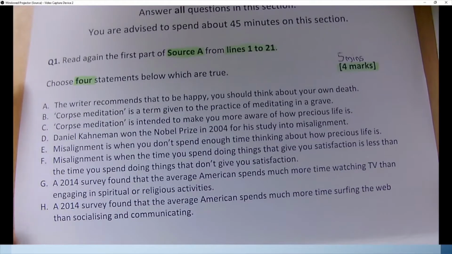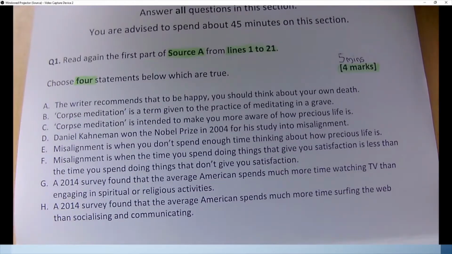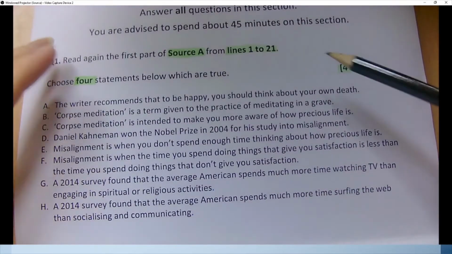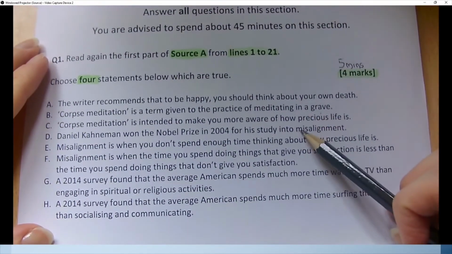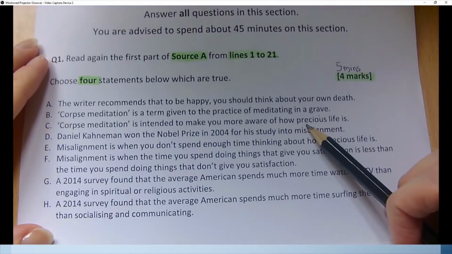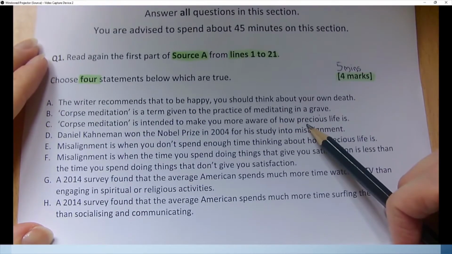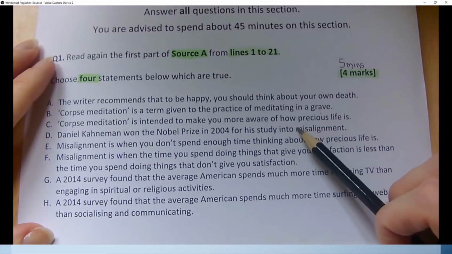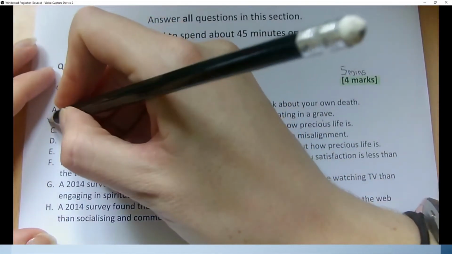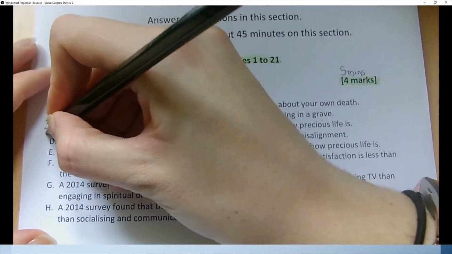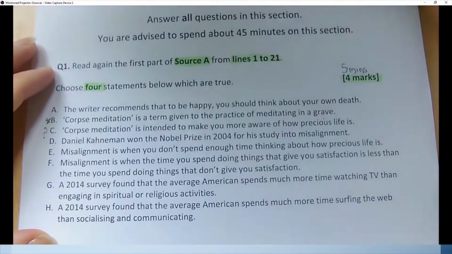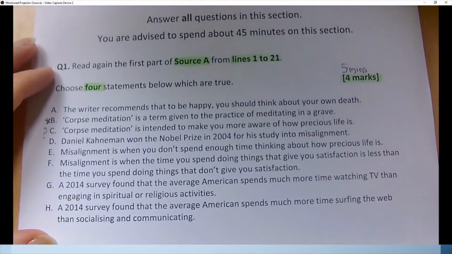So I'm going to grab my pencil. Now, it didn't mention anything about meditating in a grave. It just makes this suggestion here that corpse meditation is meant to make you reflect on life and think about your impending demise. So actually that one, I know it's definitely not B, but it could potentially be C that I'm looking at. So I'm not going to make any definite confirmations yet.